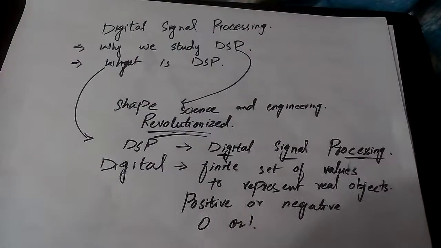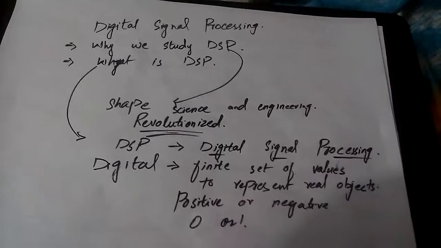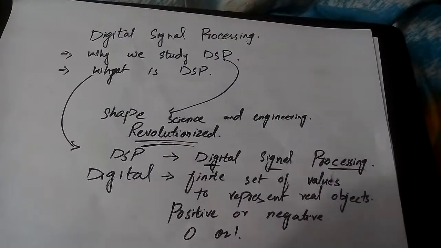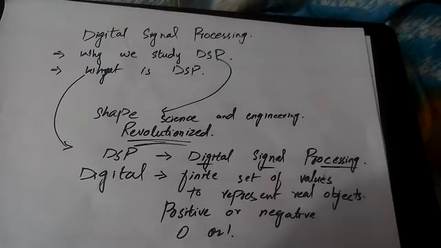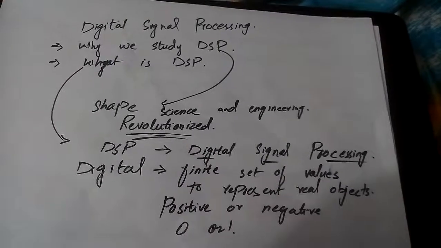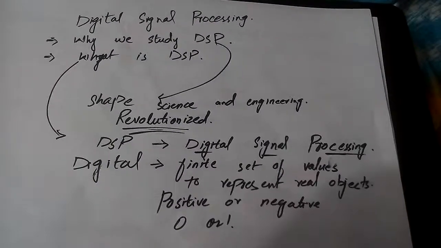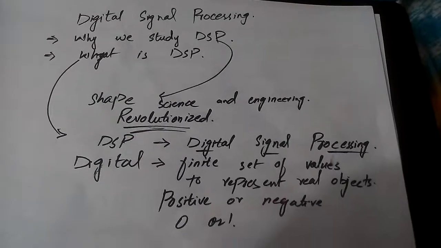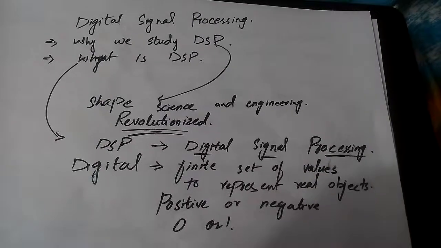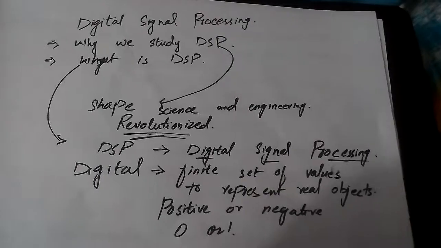First of all, we will learn what DSP is and why we are studying it. DSP is digital signal processing. Its basic definition is that we learn about a finite set of values to represent an object. Finite means the values will be either 0 or 1, selective numbers and selective signals, which we can study. It is the opposite of the continuous form.